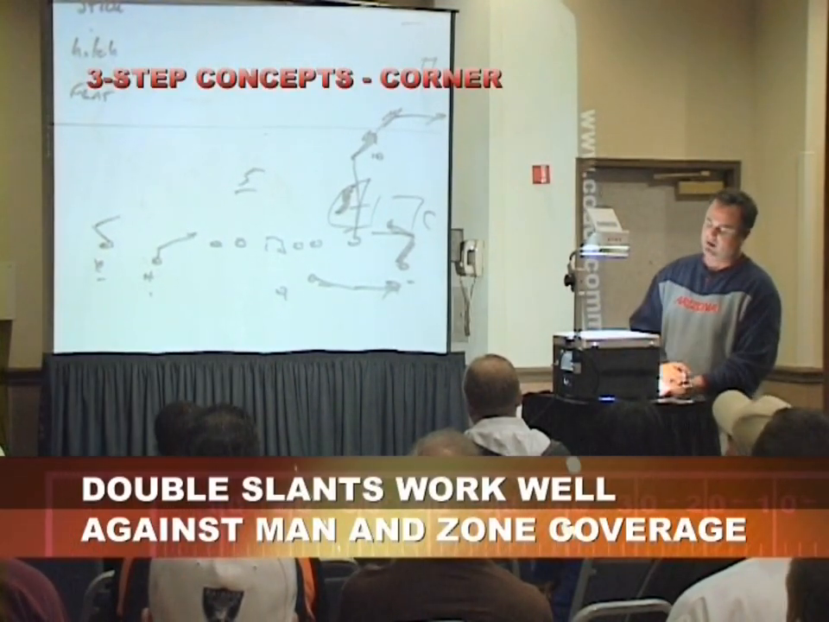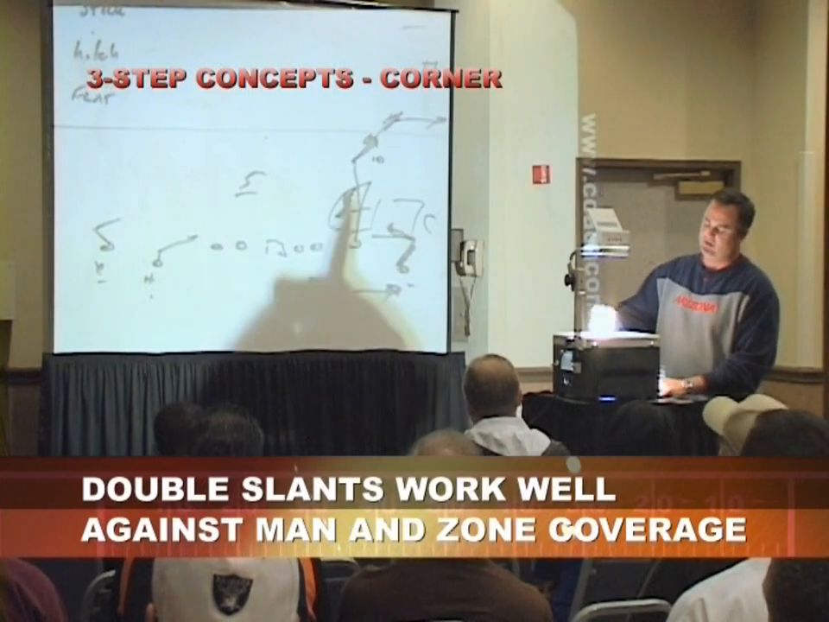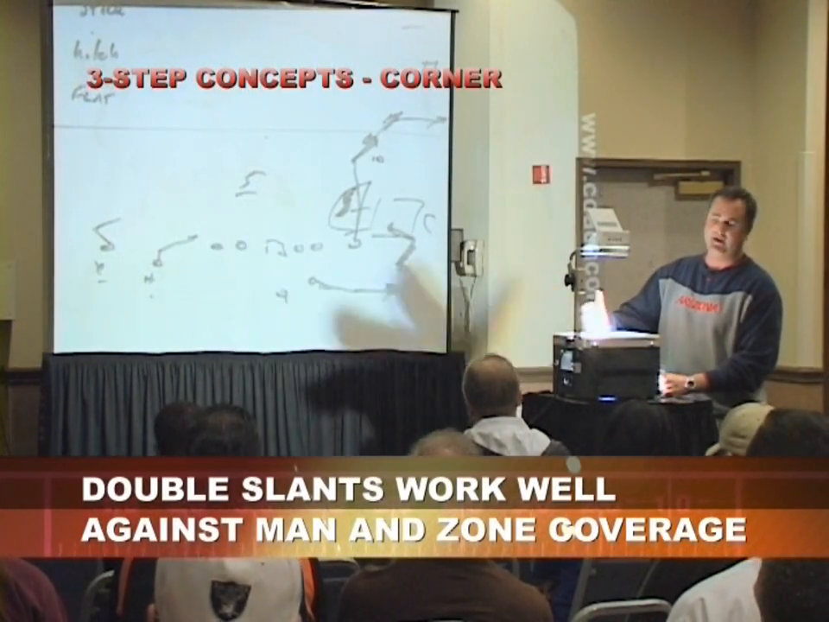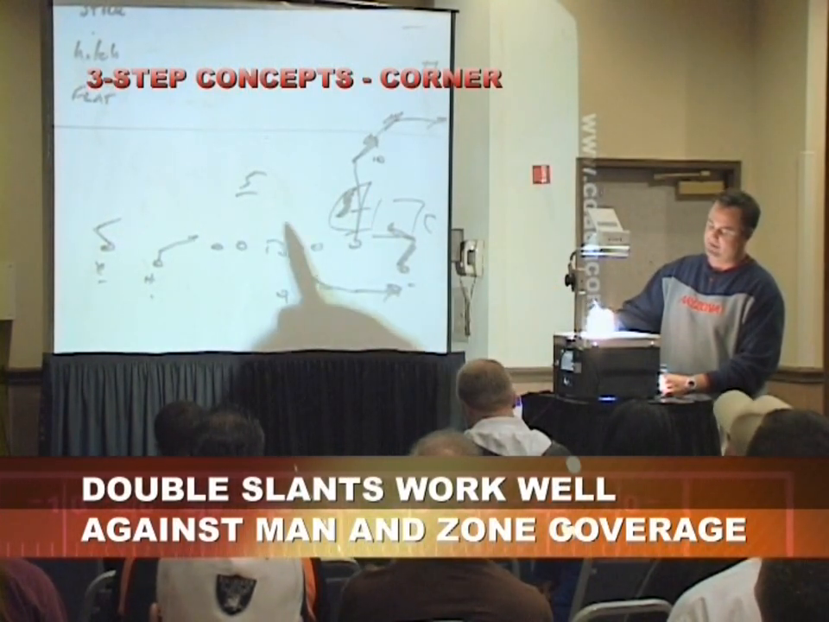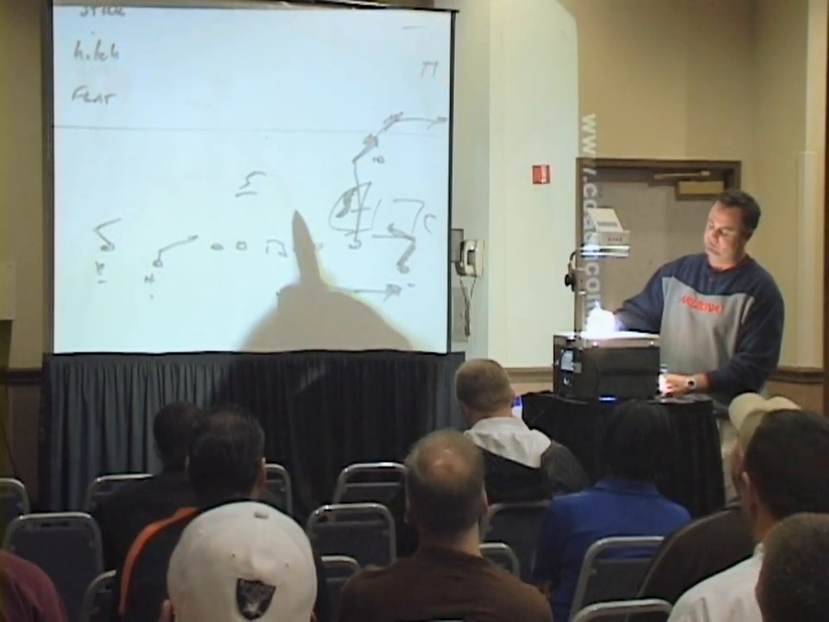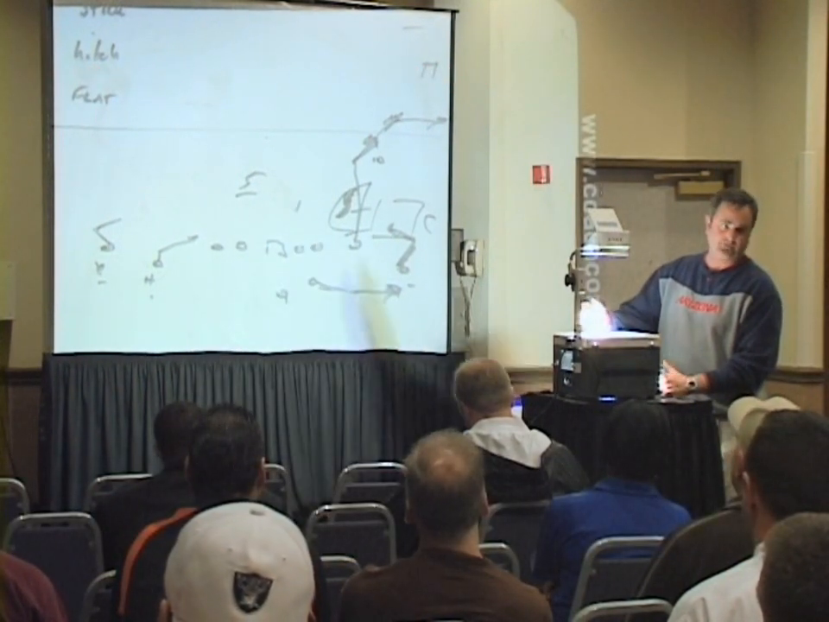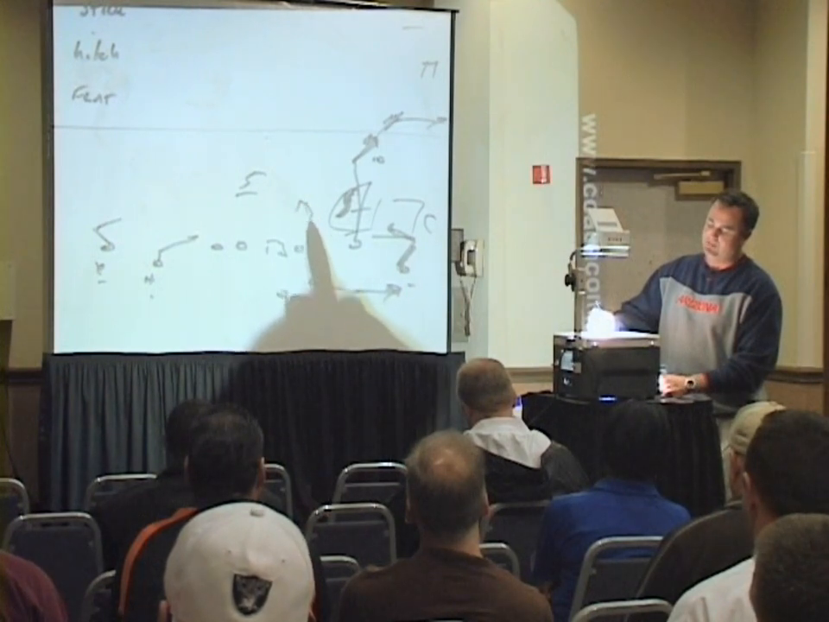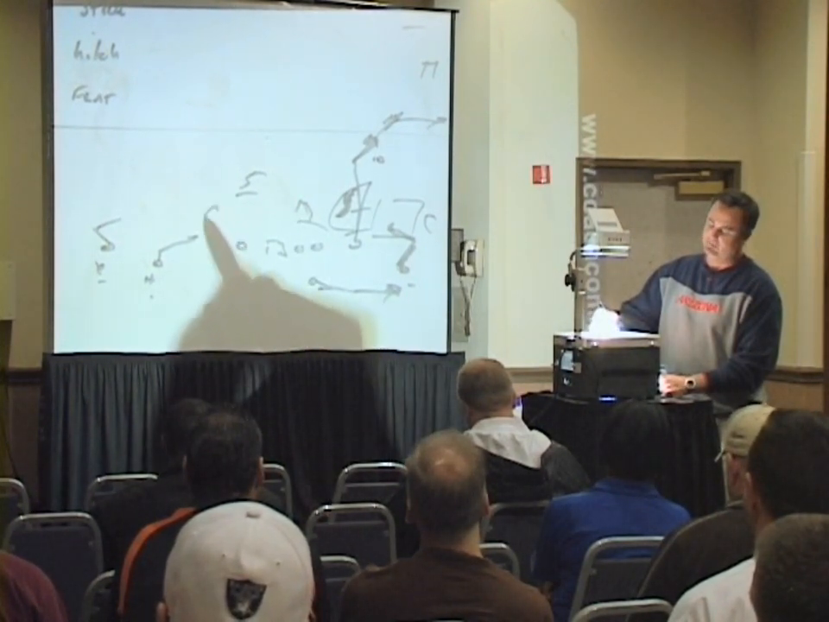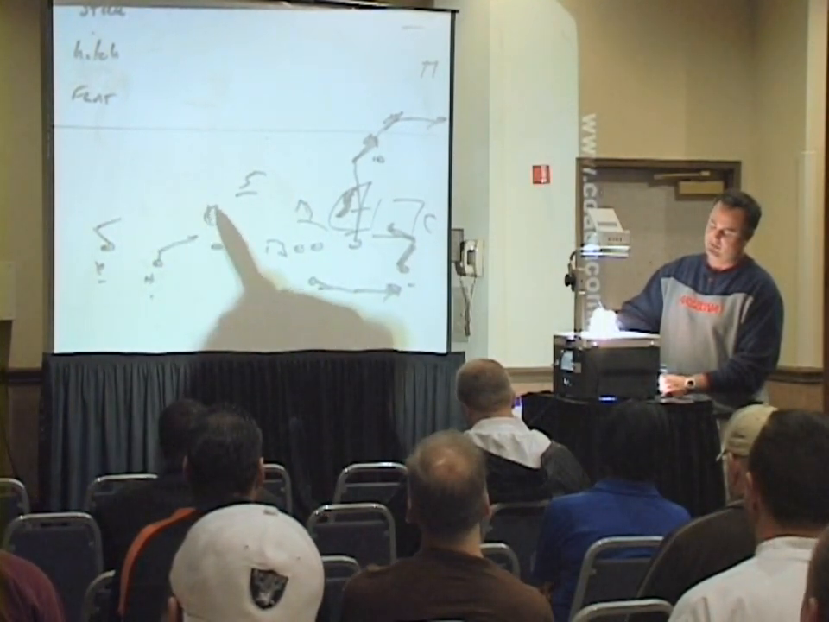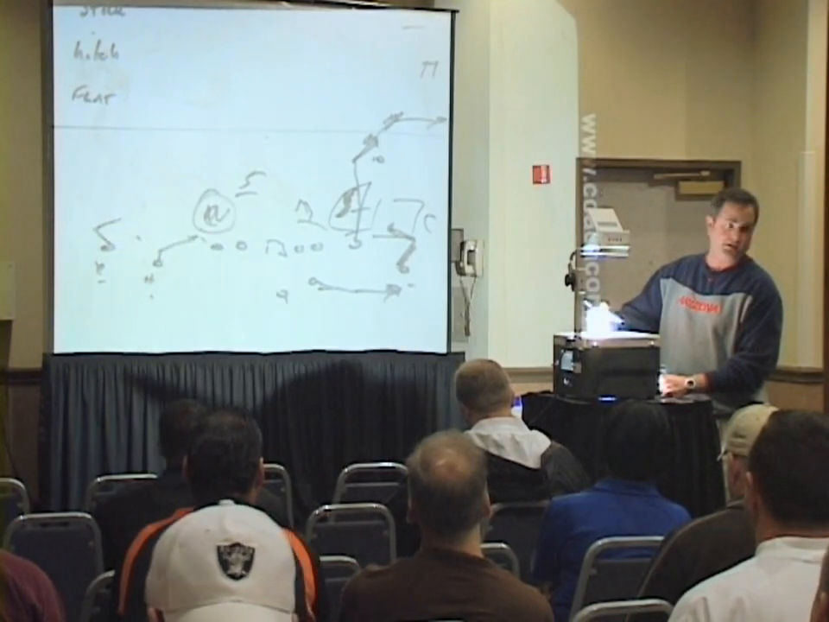Backside, we're going to work double slants. The reason we do that is we feel like it's good to throw those both versus man and zone. You'll see us throw a lot of the backside slants. It's really good too when people start playing kind of the match defense, where they match their Mike backer to the side of the back, because now you've got 2 guys here to work off of 1.